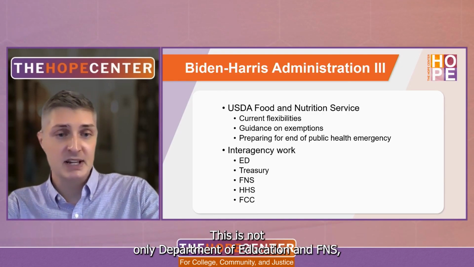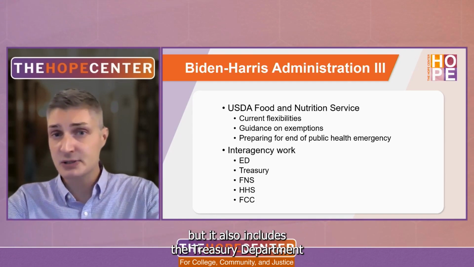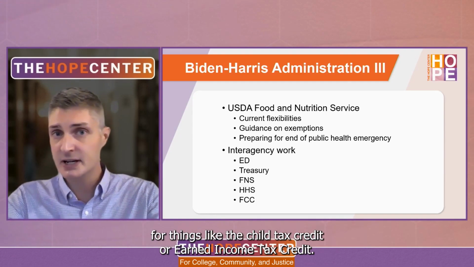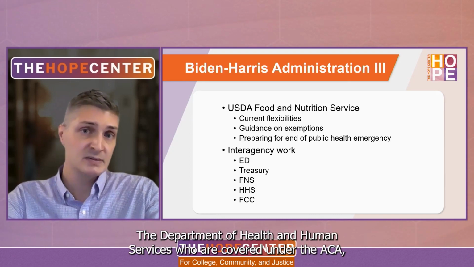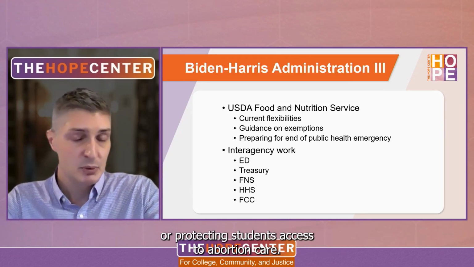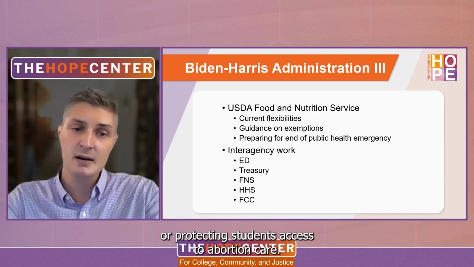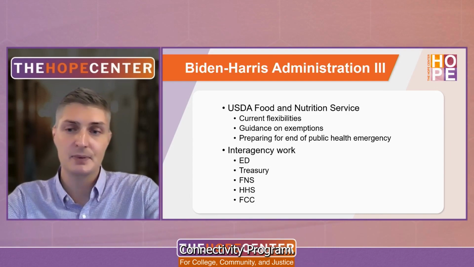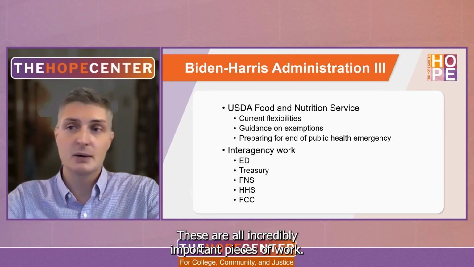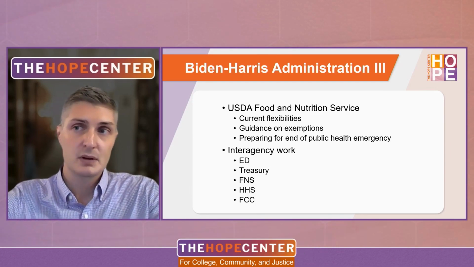This is not only the Department of Education and FNS, but it also includes the Treasury Department for things like the Child Tax Credit or Earned Income Tax Credit, the Department of Health and Human Services for coverage under the ACA or protecting students' access to abortion care, and the Federal Communications Commission to run the Affordable Connectivity Program. These are all incredibly important pieces of work.